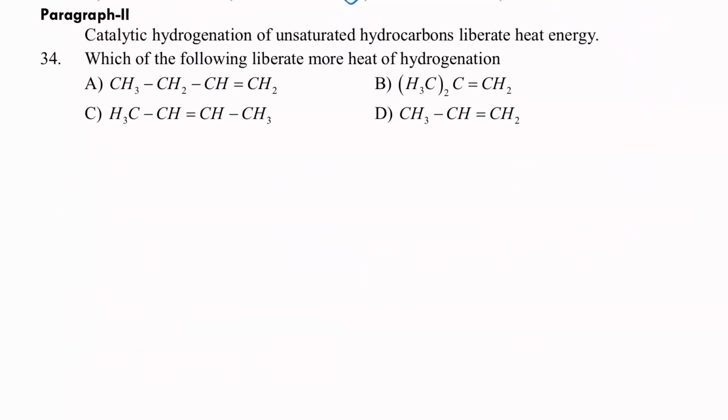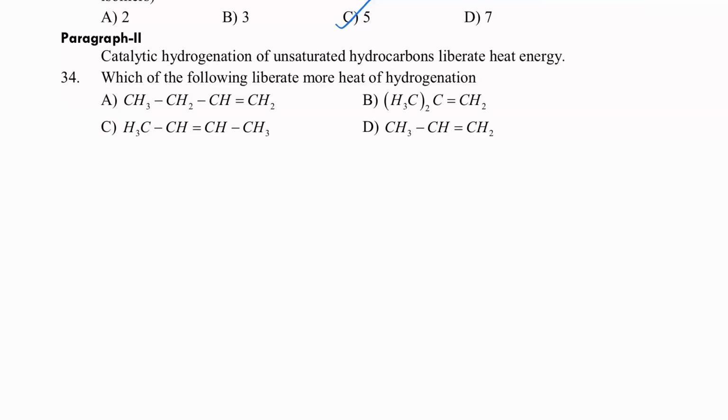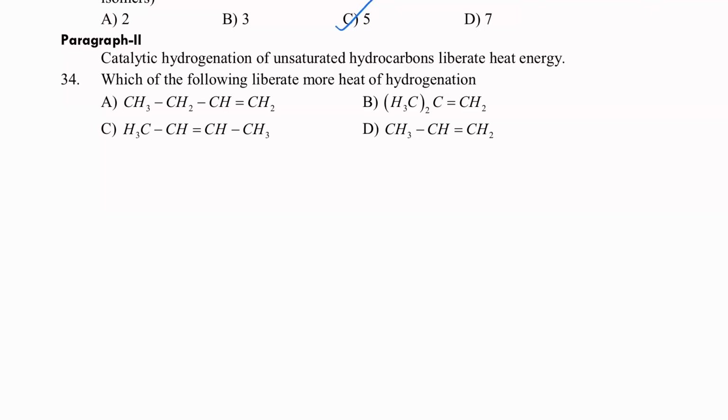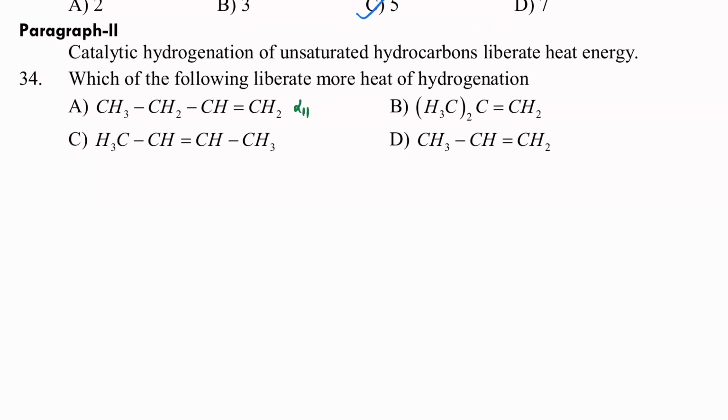Catalytic hydrogenation of unsaturated hydrocarbons liberates heat energy. Which of the following liberates the most heat energy? Okay. Check based on the number of alpha hydrogens first. Here alpha hydrogens are 2. Alpha hydrogens are 6 here. Alpha hydrogens are 3 here. So between 6 and 6, we learned that isobutylene will give less heat compared to this one in a cis form. Correct.